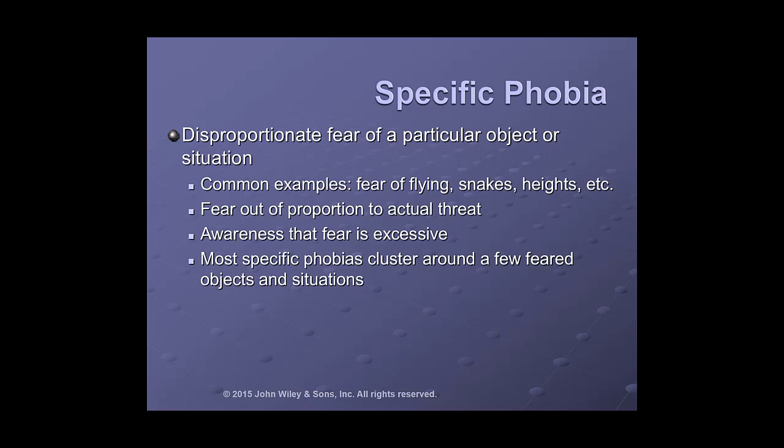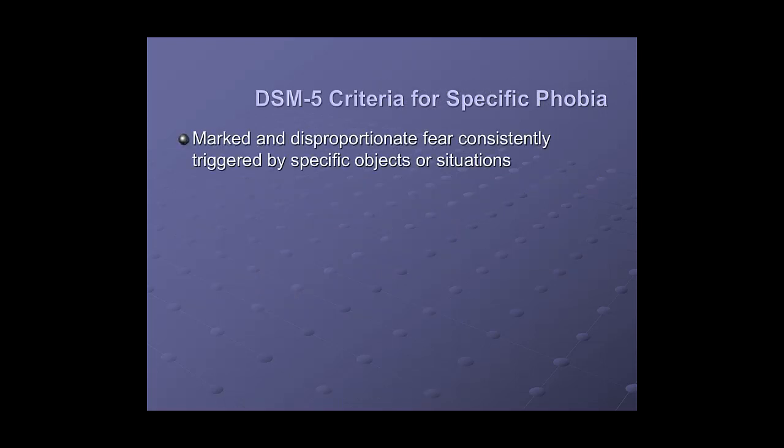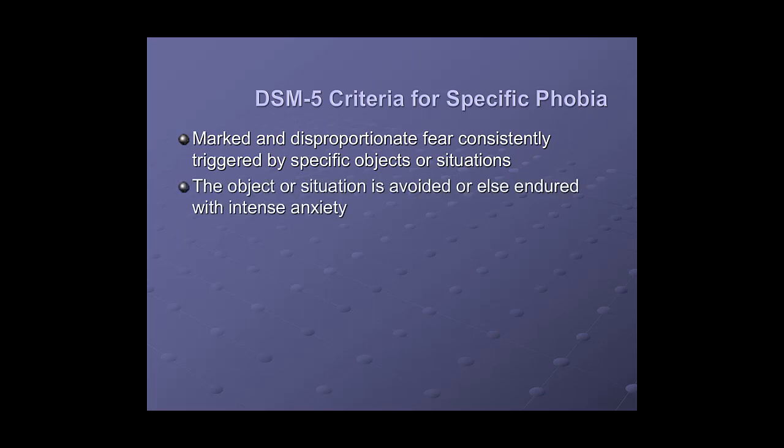So we do see this marked and disproportionate fear that's being consistently triggered by a specific object. For example, it's being consistently triggered by seeing a spider, the anticipation that one might see a spider, or if one sees a spider, having a very excessive reaction to it. The object or situation is avoided, or else it's endured with very intense anxiety. Again, it has to persist for at least 6 months to be diagnosed as a specific phobia.